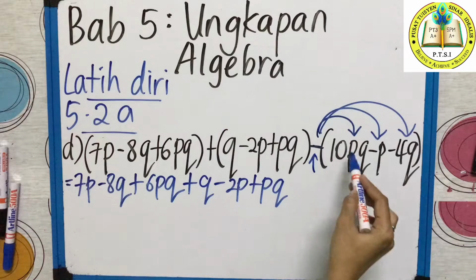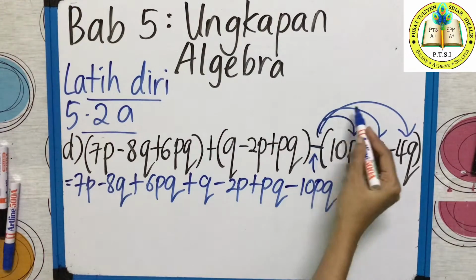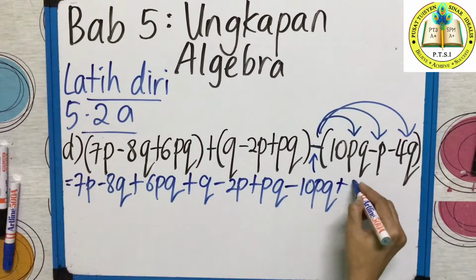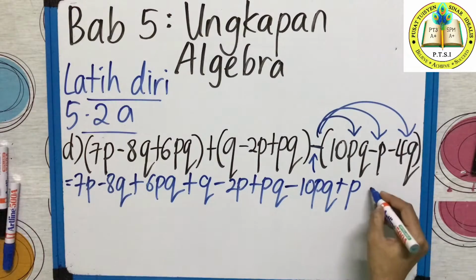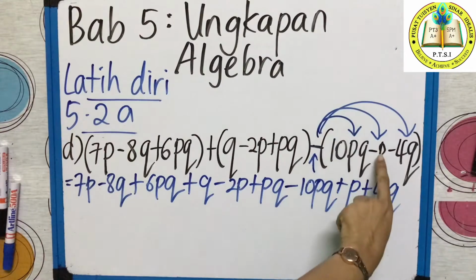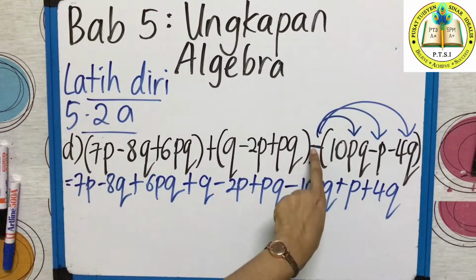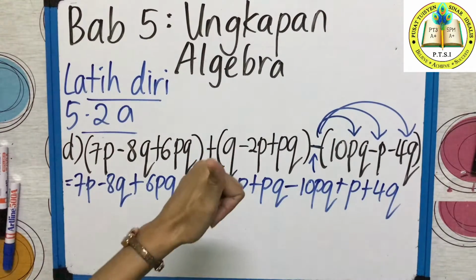So, negative times 10pq, negative 10pq. Negative times negative p, positive p. Negative times negative 4q, positive 4q. Kamu telah pun belajar negative, negative, positive. You see here. Negative, negative, positive. Make sure you check. Kalau integer salah, semua akan menjadi salah. Semak dengan betul. Now you already kembangkan, first step.